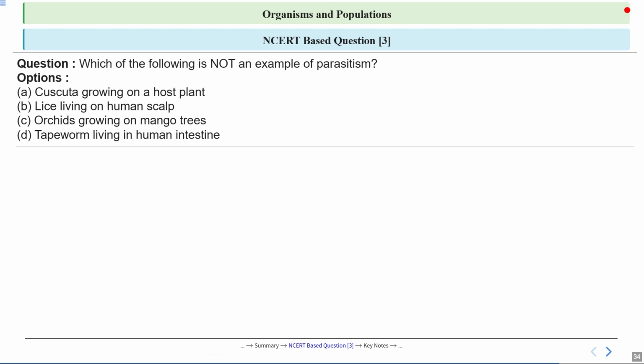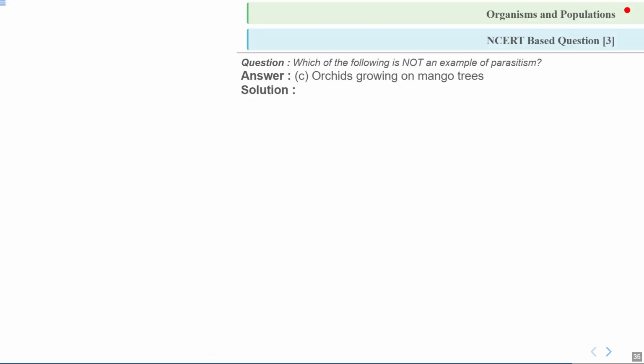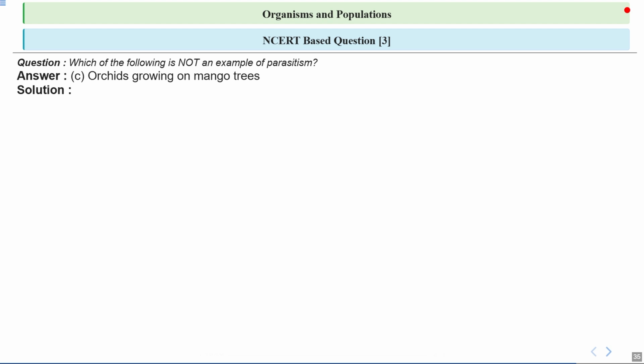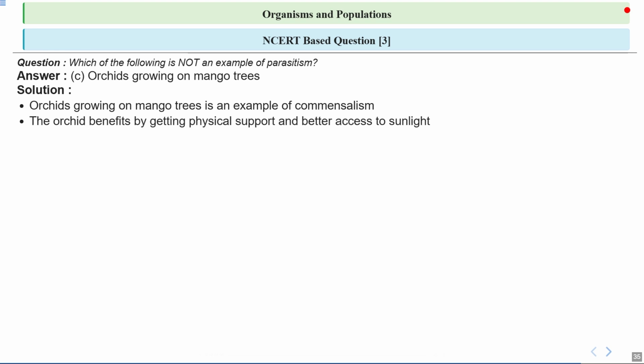The next question, which of the following is not an example of parasitism. Options are cuscuta growing on a host plant, lice living on human scalp, orchids growing on mango trees, and tapeworm living in human intestine. So let's have a look at the answer. Option number C, orchid growing on mango tree. This is not an example of parasitism. Okay, this is an example of commensalism. The orchids benefit by getting physical support and better access to the sunlight because orchid is an epiphyte on the mango tree.